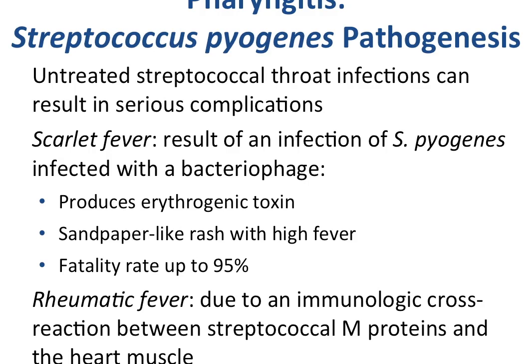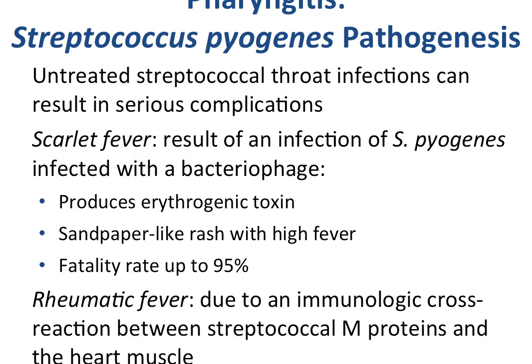Actually, this bacterium can cause severe trouble. It can cause scarlet fever, which is induced by Streptococcus pyogenes infected with a bacteriophage. It can produce an erythrogenic toxin. The symptom is sandpaper-like rashes with fever. The fatality rate is very high, and rheumatic fever is also one severe consequence.